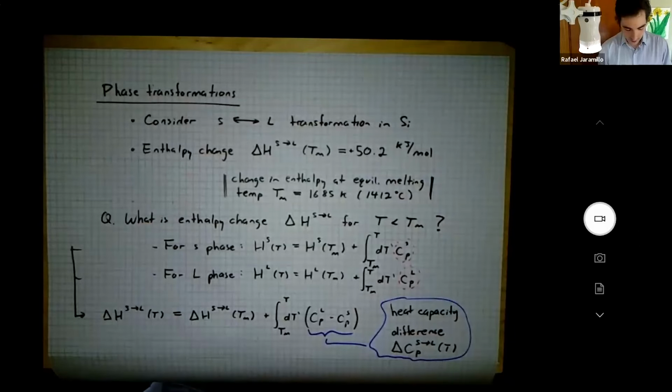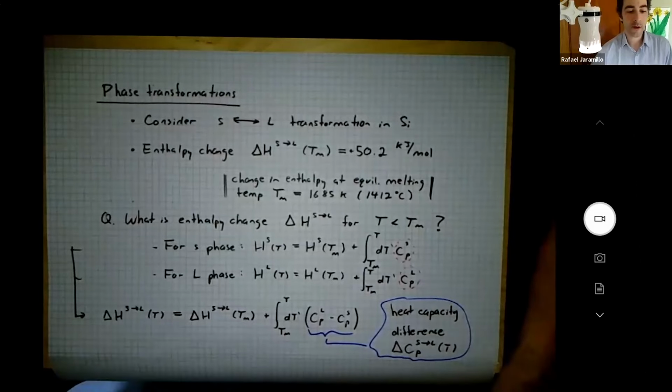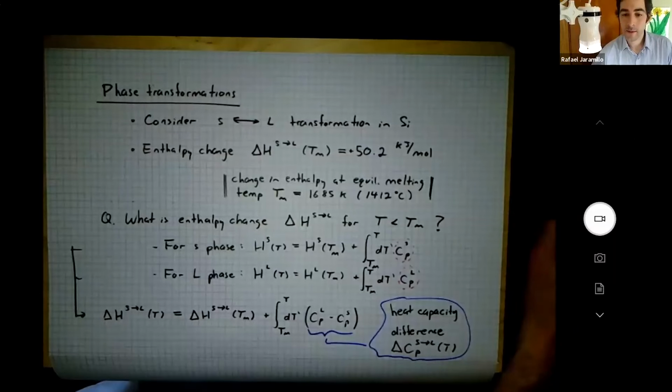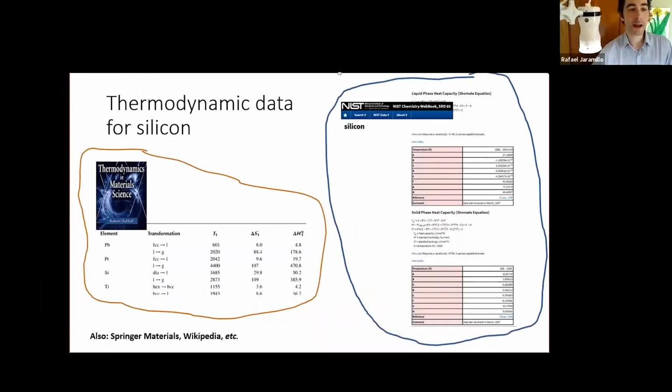Heat capacity differences are really important when considering phase transformations. All right, let's look at some data for silicon. I downloaded it and plotted it. First of all, where would you get thermodynamic data for silicon? Many, many places. Here are two.